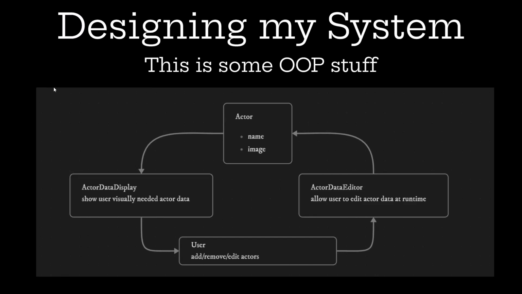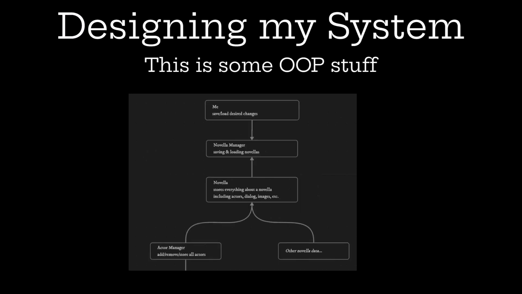Next, we have the actor, which I want to keep exclusively that class for holding data. So I wrote two more classes, actor data display to visually show what's inside the actor data, and actor data editor, which is made to edit the name and image of actors, and the user can interact with the editor version. Next, I wrote something called a novella, which is essentially my smallest form of narrative data.